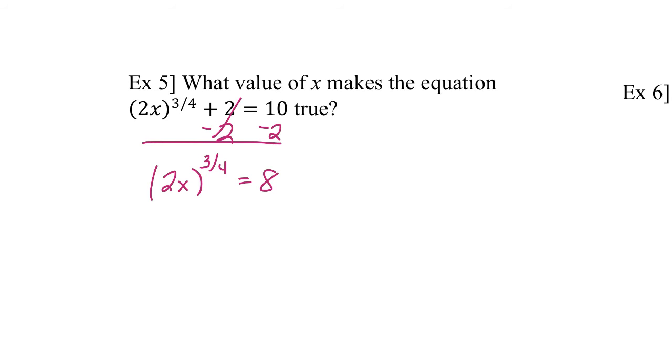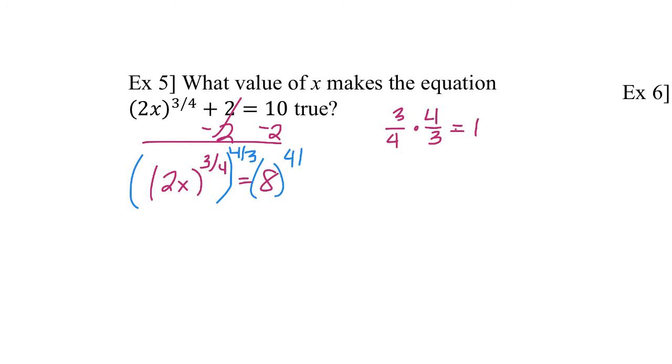Now, to get rid of a 3/4 power, you need to use the reciprocal of the exponent. So I basically need to make the exponent a 1. So if I have a 3/4 and I raise it to a 4/3 power, that's going to multiply to a 1, which is how you undo it. So we're going to have to take both sides and raise it to a 4/3 power.